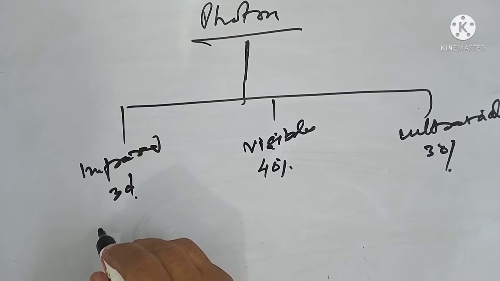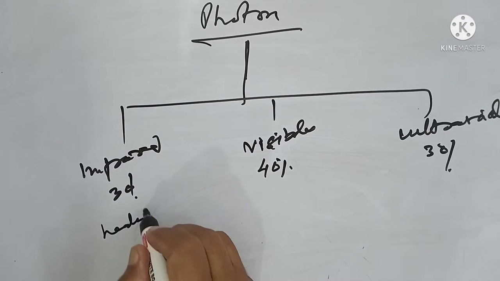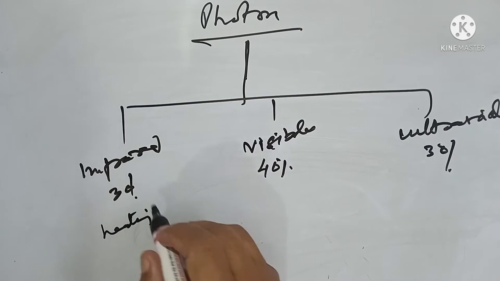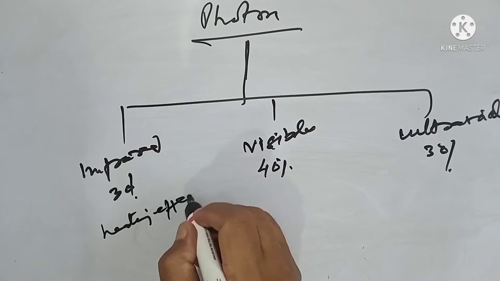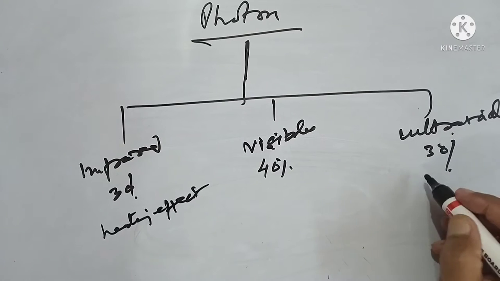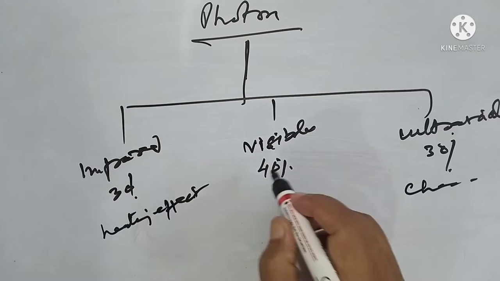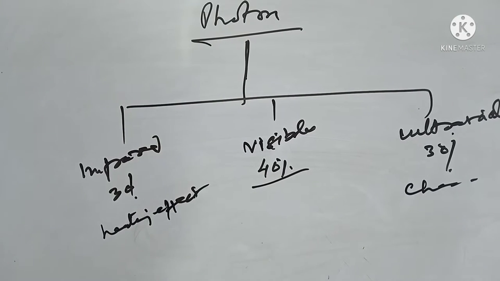Infrared means the heating effect. So whatever heat we feel from the Sun is the heating effect. Ultraviolet gives us a chemical effect. And visible means the energy because of which we can see anything throughout.